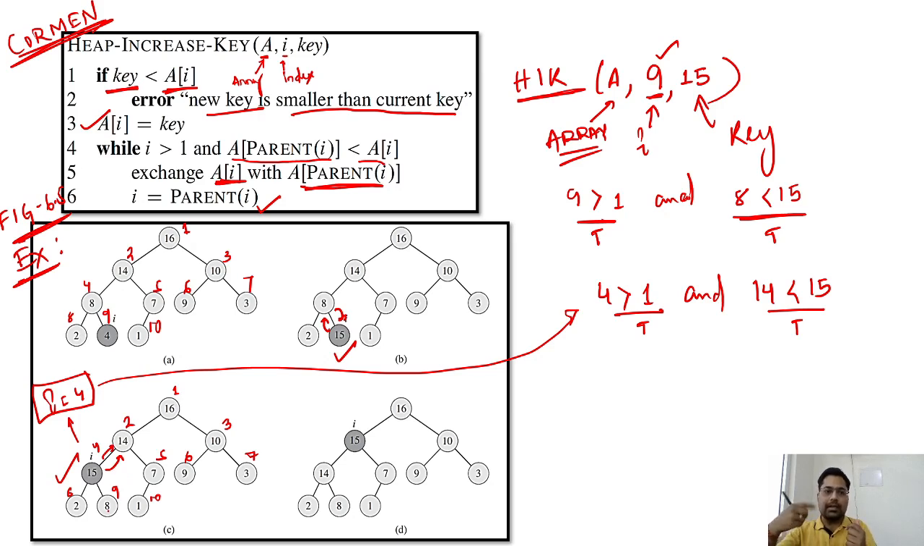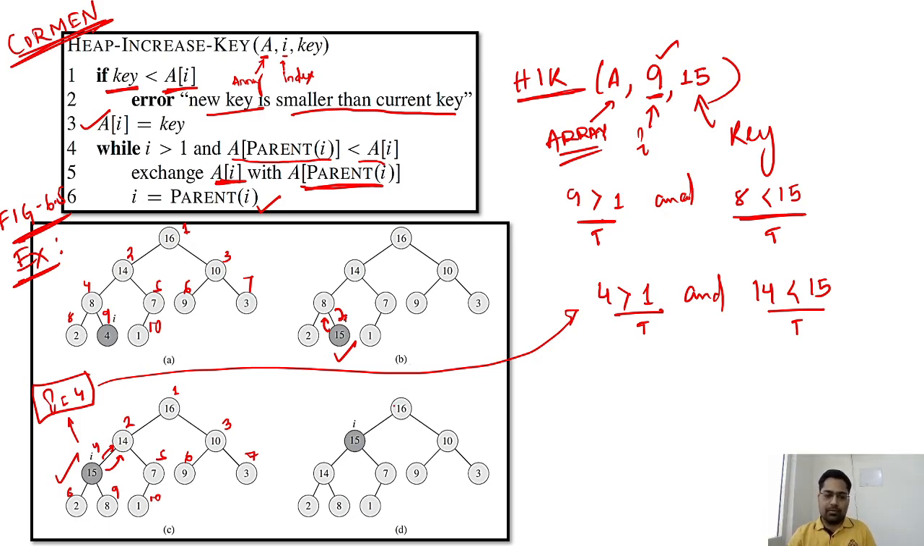You are indirectly increasing the key, meaning the value is going to the top, to a higher position. Do not think that increasing the value means the I value is increasing. No, it's not about the index. It's about where it is placed, above, above, above. That is why we are saying increase key.